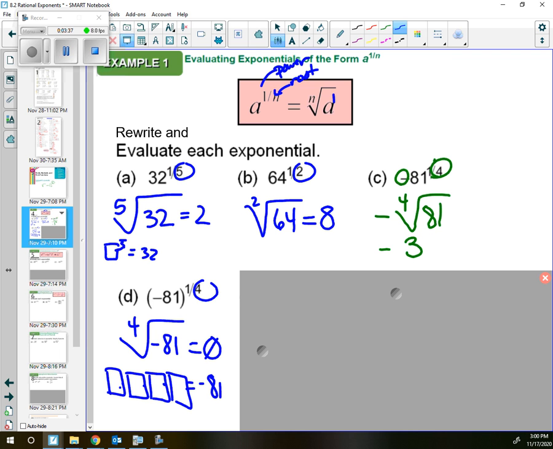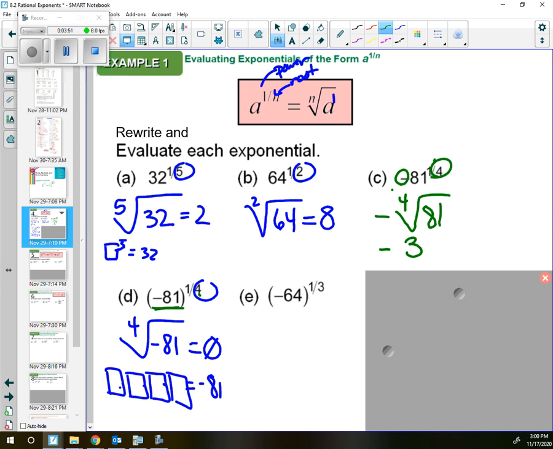I have to have opposite signs. So just be very aware. If there's parentheses, that means our actual base here, what we're raising to that power, is the -81. Whereas in letter C, it was not, because the negative wasn't inside parentheses. So check for that parenthesis to be able to tell.